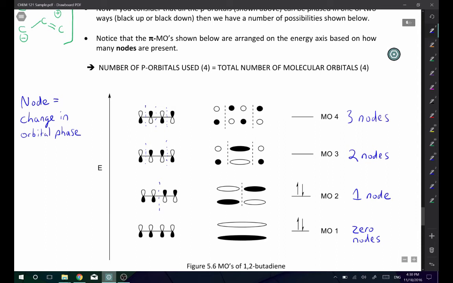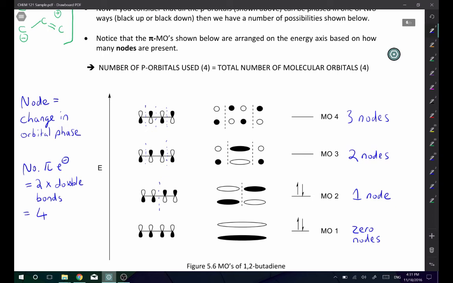So that will give us the number of molecular orbitals. But the last thing we have to consider is the number of pi electrons. How many double bonds do we have? It's 2 times the number of double bonds, and that will equal 4. We have 2 double bonds in our system. Apologies for the handwriting, I'll try and slow down a little bit so that that's clear. So we have 4 electrons in total.